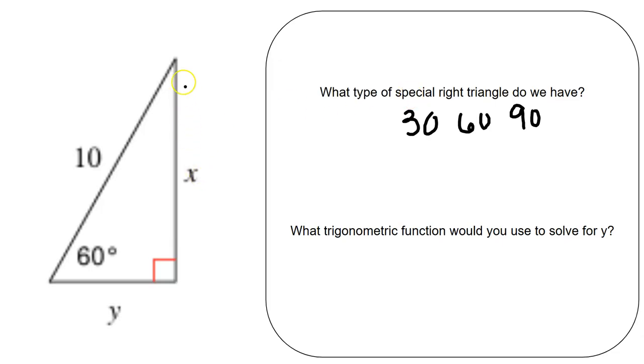Remember that we've split this leg right here in half. So that means that the hypotenuse is 2 times that shorter leg. So if the hypotenuse is 2 times y, which equals 10, then that means we can divide 10 by 2 to see that y is equal to 5. And the longer leg is always equal to the shorter leg times the square root of 3.